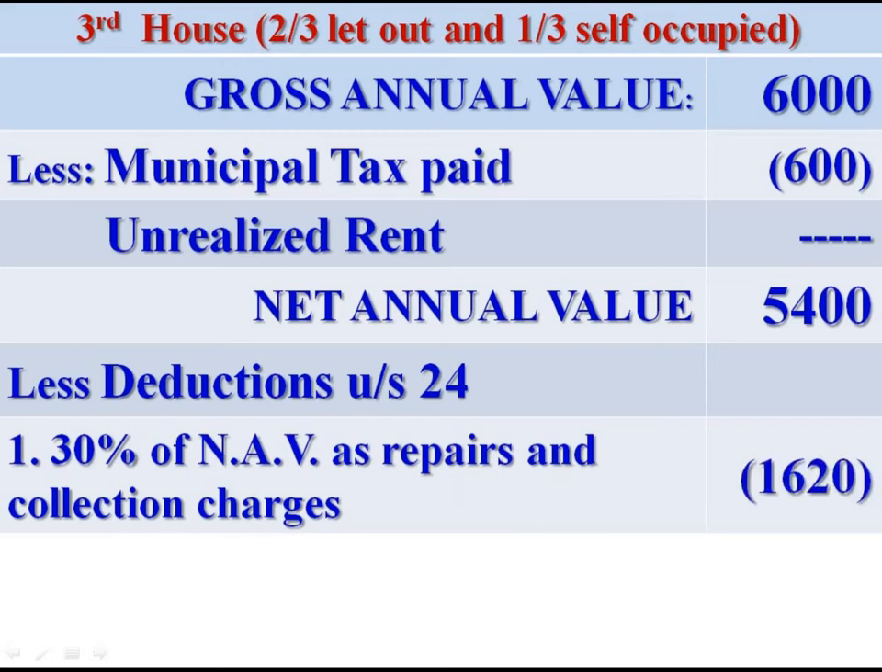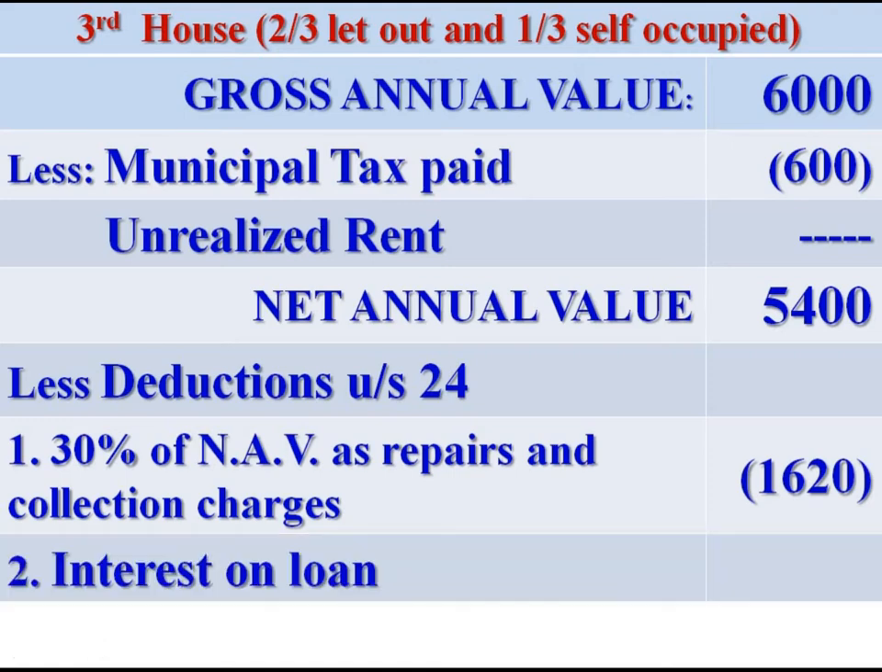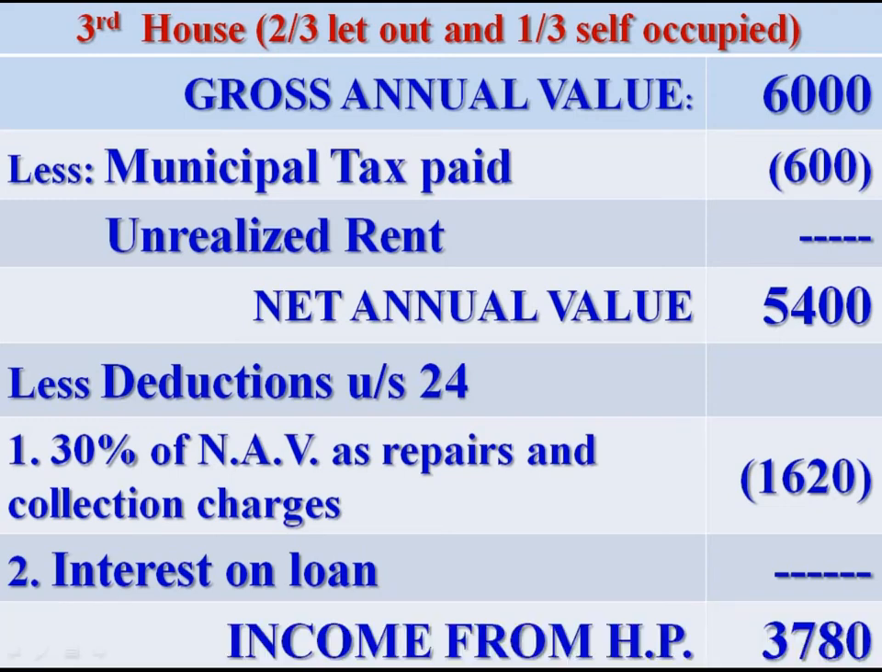5400 into 30%, 1620. Next, interest on loan. For the third house, there is no interest on loan. We get income from house property 3780. That is income from house property of the third house.